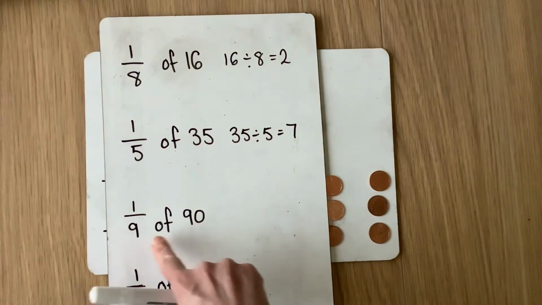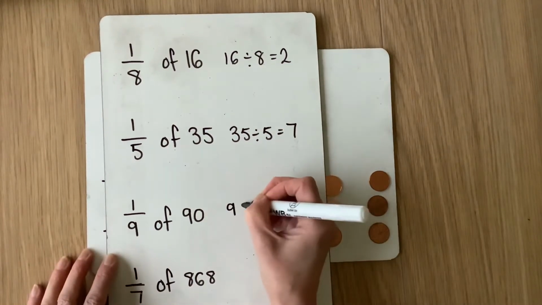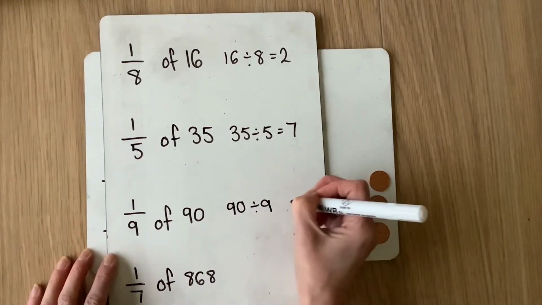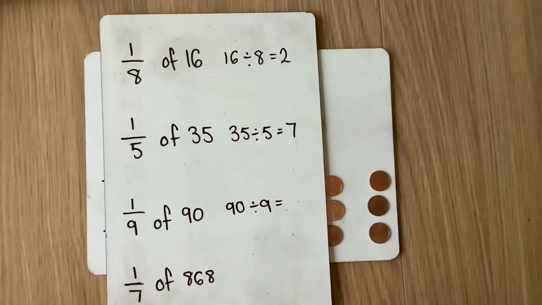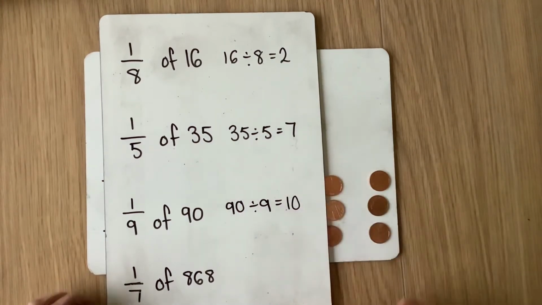How would I find 1/9 of 90? Well, I take my 90 and I divide it by the number on the bottom of the fraction, by the denominator. So what is 90 divided by 9? 90 divided by 9, of course, is going to be 10.